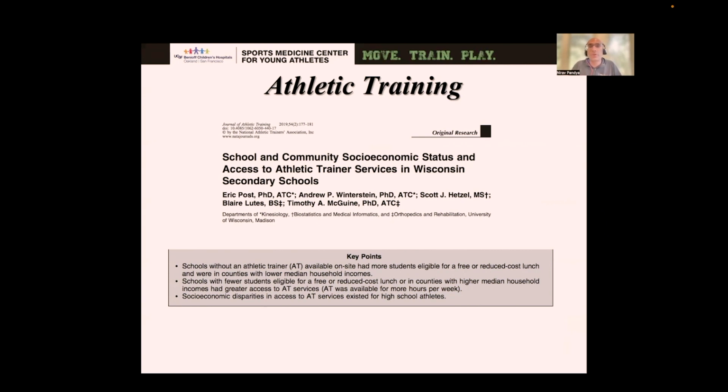We also see this with athletic training, in terms of access to care for just simply having athletic trainers in your schools. And this was done in Wisconsin. They actually found that schools without an athletic trainer available on site had more students eligible for free or reduced cost lunches. And they also had higher median household incomes in areas that had athletic trainers.